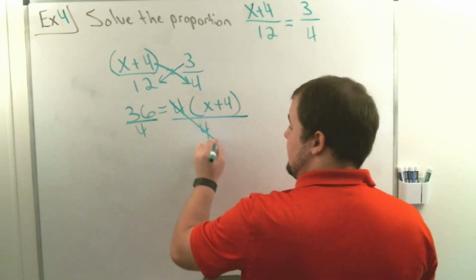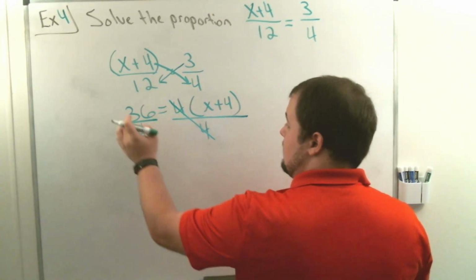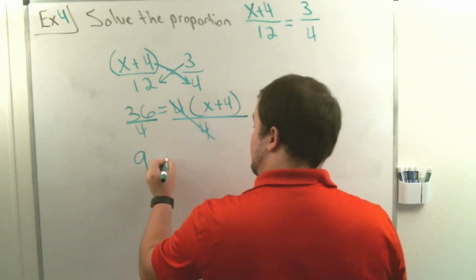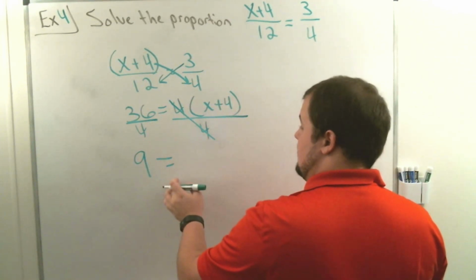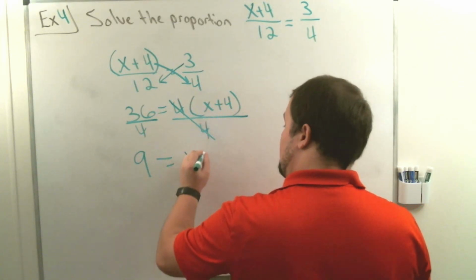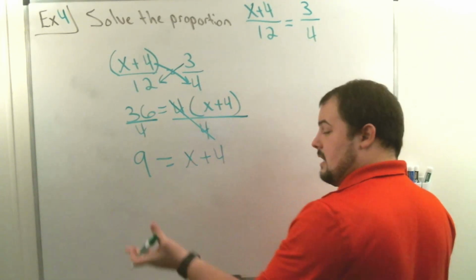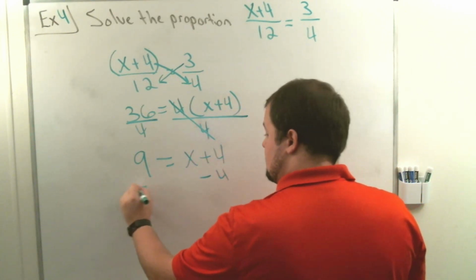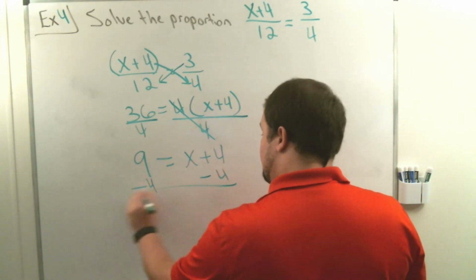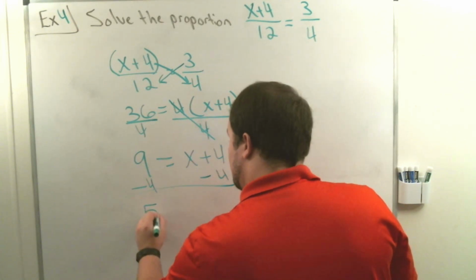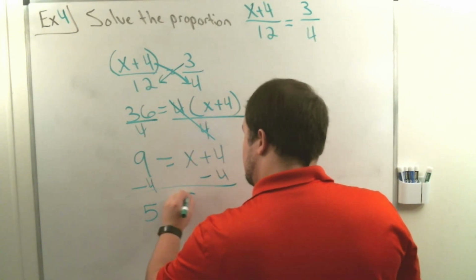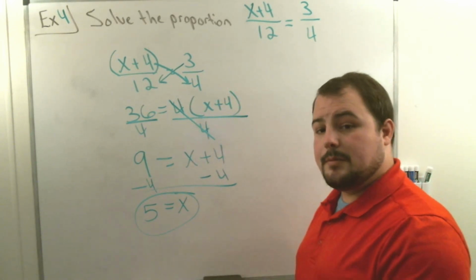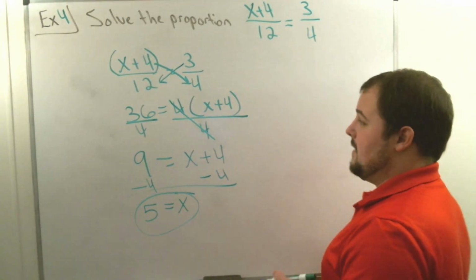A 4 divided by 4 cancels out. 36 divided by 4 is 9. We have 9 equals x plus 4. Now we can actually figure out what x is by subtracting 4. Subtracting 4, 9 minus 4 is 5, so x equals 5. So in this problem, our variable x is the number 5.